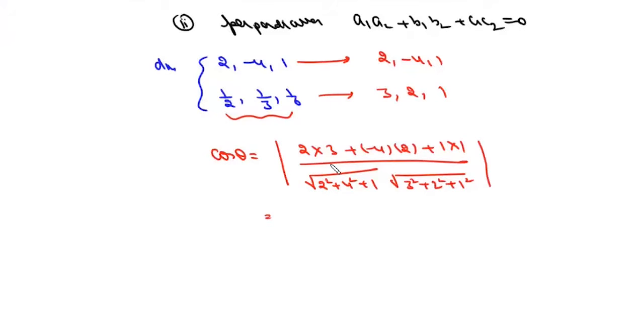Now this is 6 and 1 7, 7 minus 8 1, and this is 16 4 21, so it will be under root 21, and here this value is under root 14, so this is 1 upon 7 root 6. So the angle between these two lines is cos inverse 1 by 7 root 6.